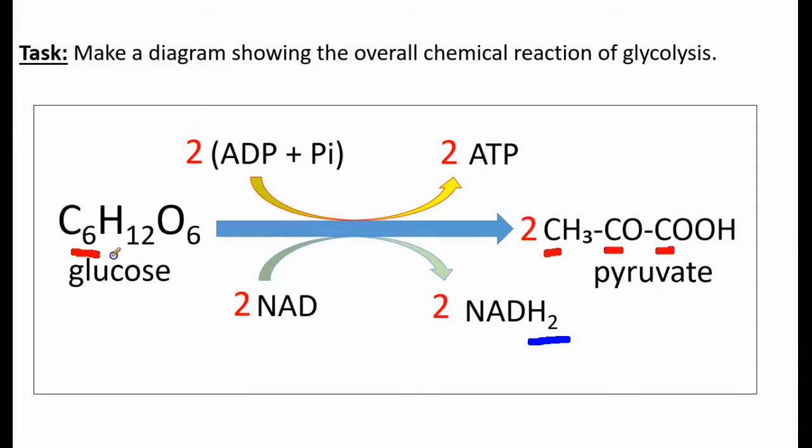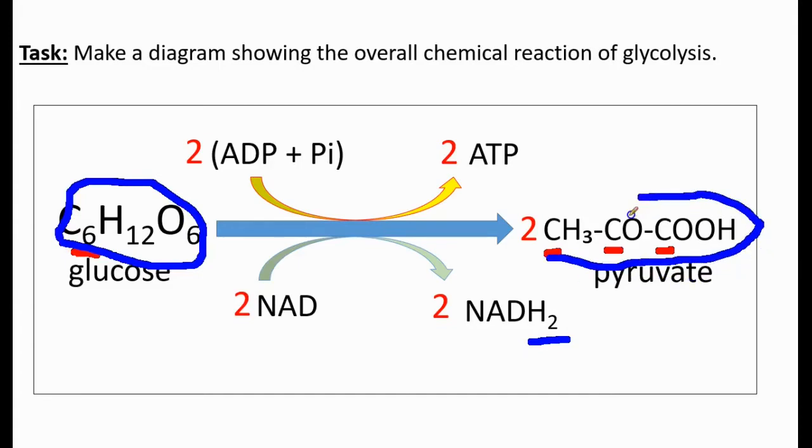You need to know C6H12O6, and you also need to know CH3COCOOH, and you need to know what's happening overall during glycolysis, and you now know that 2 ATP are produced and 2 NADH2 are also produced. So here we are. This is the general recap of glycolysis. We've covered the different steps of glycolysis.